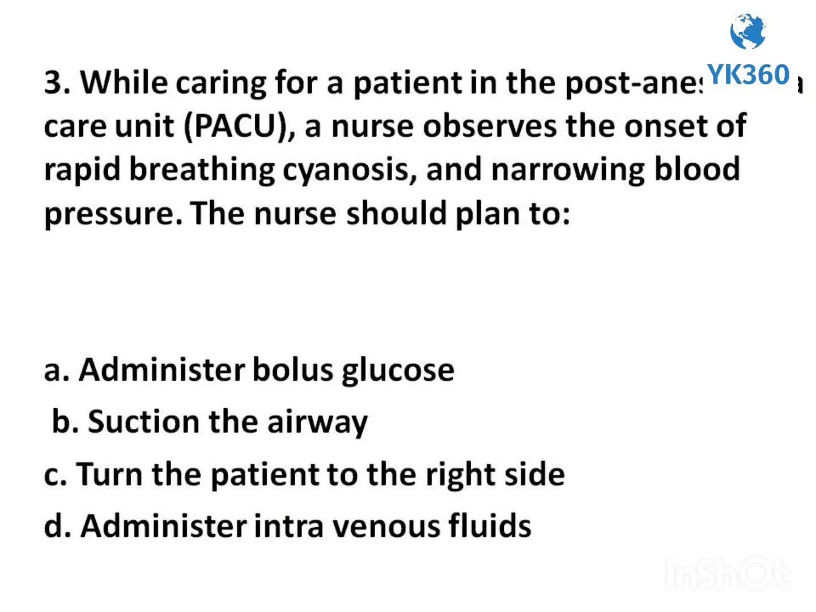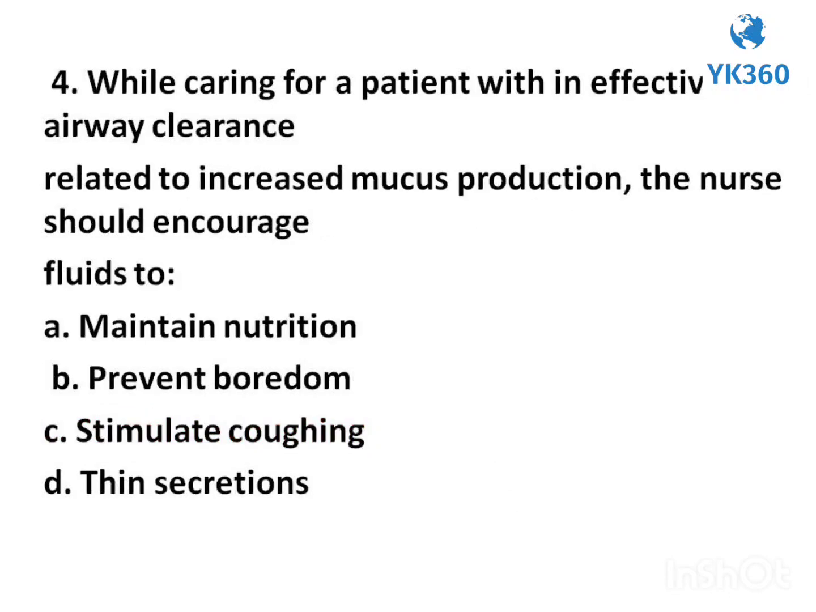Question number 3. While caring for a patient in the post-anesthesia care unit, PACU, a nurse observes the onset of rapid breathing, cyanosis and narrowing blood pressure. The nurse should plan to, the options are A. Administer bolus glucose, B. Suction the airway, C. Turn the patient to the right side, D. Administer intravenous fluids. Answer is option B. Suction the airway.